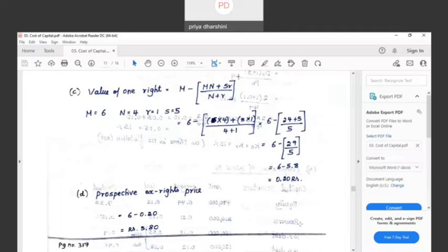And the formula M minus (Mn plus Sr) divided by N plus R. Don't try to memorize the formula. It is the average price. That is all. Is it understood?